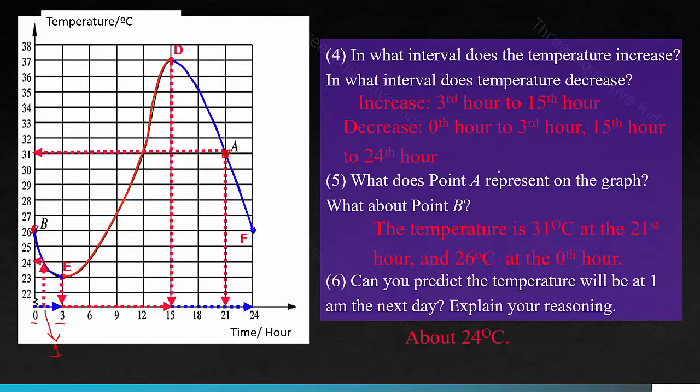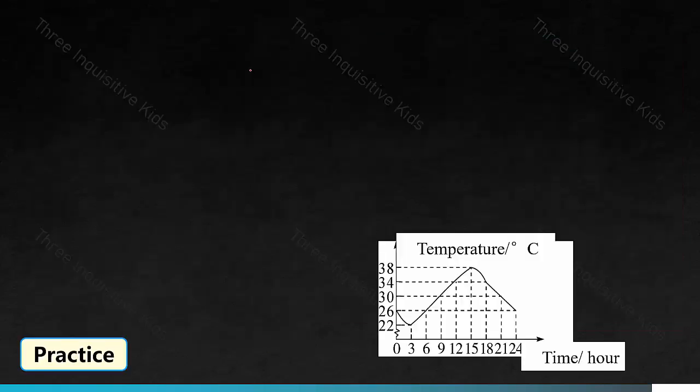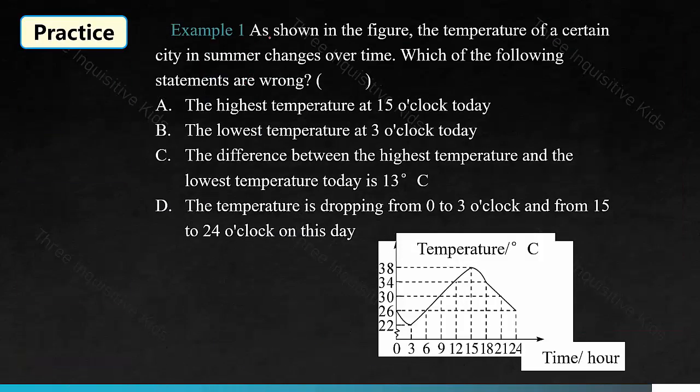When we go back to the previous slide, time is the independent variable, and temperature is our dependent variable. It changes along the time. Here's some more practice. As shown in the figure, the temperature of a certain city in summer changes over time. Which of the following statements are wrong? Remember, this is asking for which of the statements are wrong.